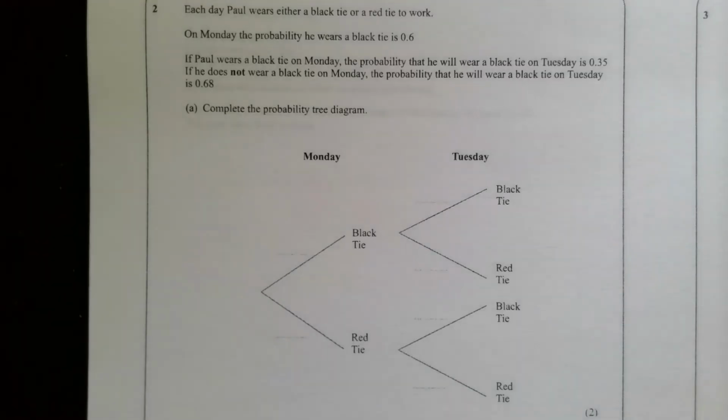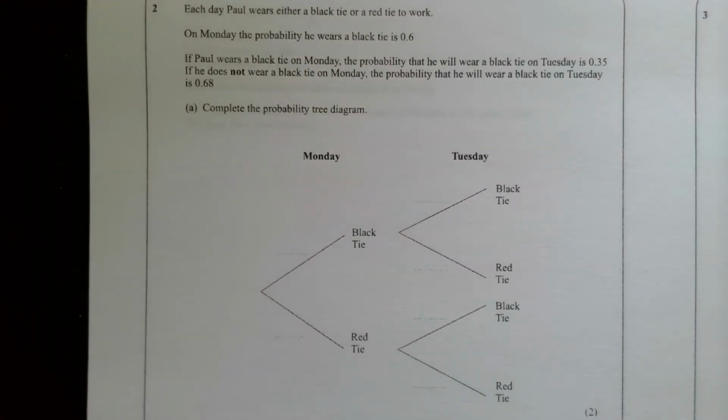Question 2. Now part B, I'm just going to read out for you. If you haven't printed off the worksheet, it says work out the probability Paul wears different coloured ties on Monday and Tuesday. So pause the video, give it all a good go. You may use a calculator on this, by the way.